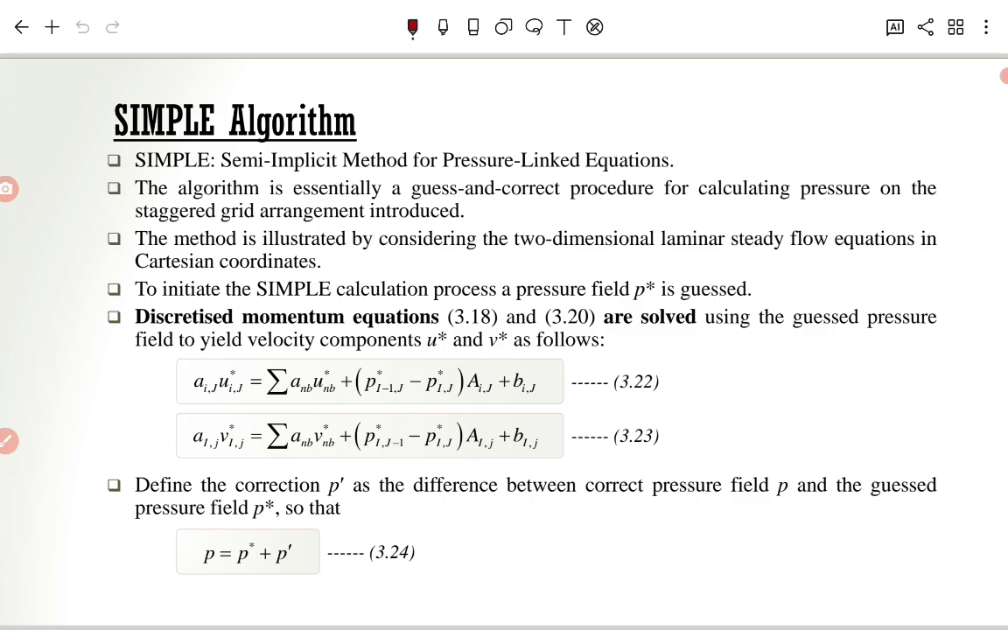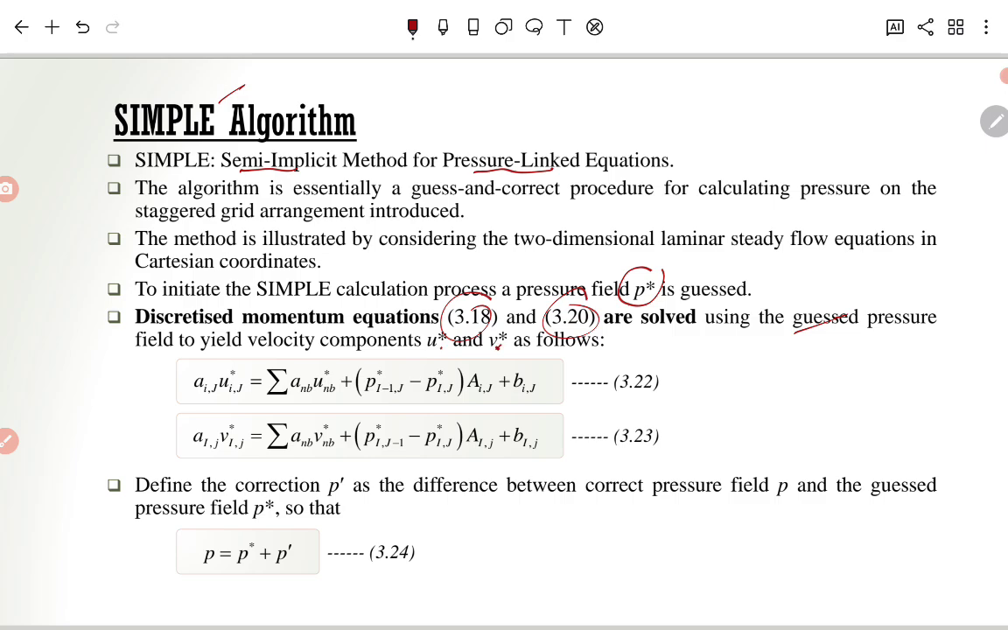That's why they call it the SIMPLE algorithm, the Semi-Implicit Method for Pressure-Linked Equations, where we want to link the pressure with the rest of the equations. To initiate the SIMPLE calculation process, we guess the pressure P first, and the momentum equations, equations 18 and 20, are solved using the guessed pressure field to yield the velocity components U and V as follows.